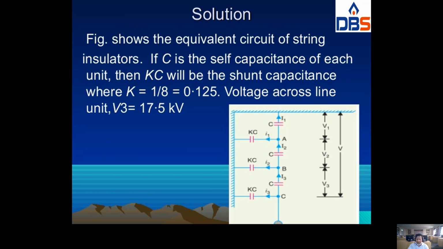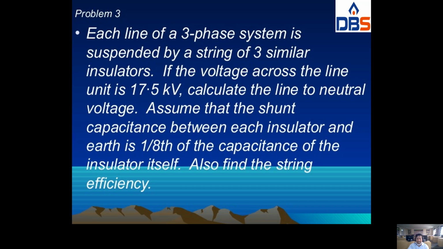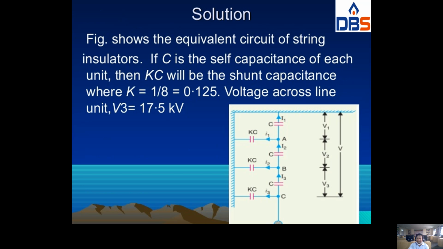So look at the figure, 3 insulators as usual. So K is equal to 1/8, 0.125, and voltage across the unit V3. So not string, voltage across the line unit. Voltage across the line is nothing but conductor. Line unit is nothing but nearer to the conductor. So they given V3 directly, right? V3 is equal to 17.5 kV.